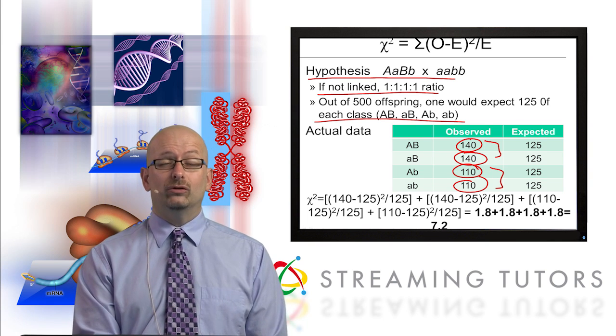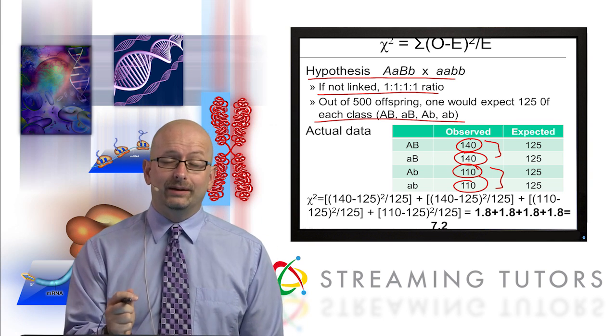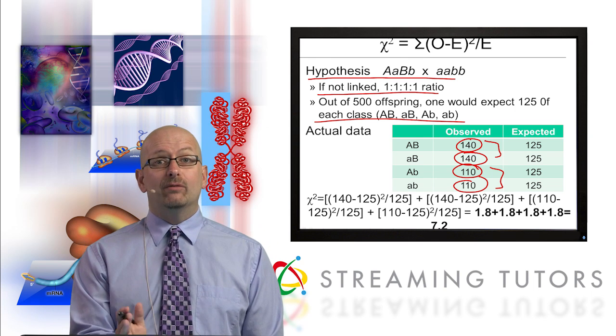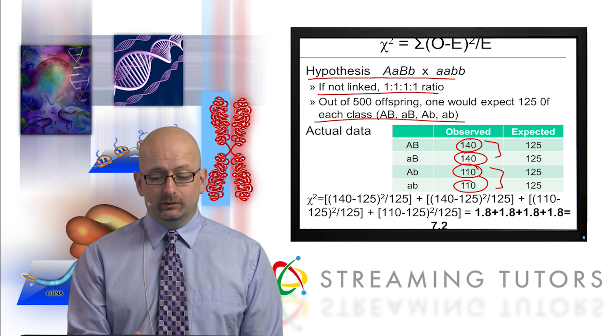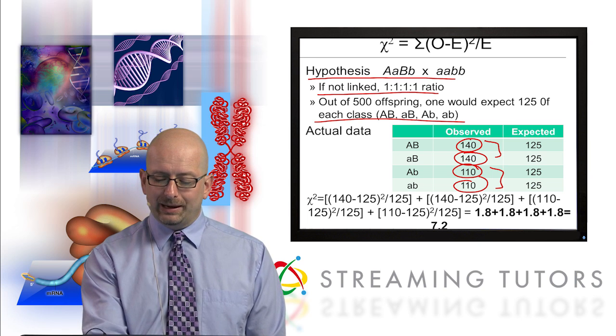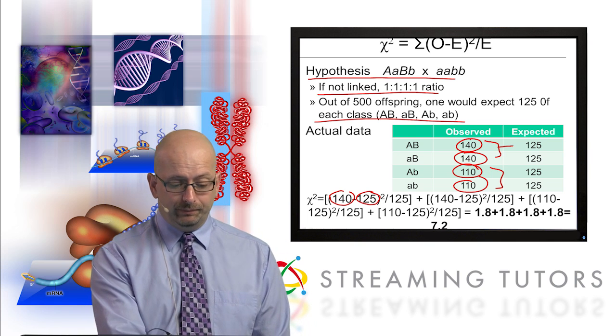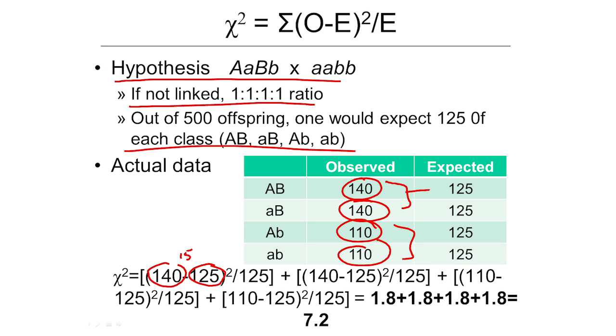That's somewhat of a deviation, but this is why this test had to be invented. You can't just look at it and go, yeah, it seems like enough to me. We have to have some kind of rule or some kind of standard to go up against. So let's do the math here. 140 observed minus 125 expected gives us 15, right? Then we're going to square that, which will equal 225, and 225 divided by 125, you can do the math on your calculator if you want, but you're going to come up with 1.8, all right?